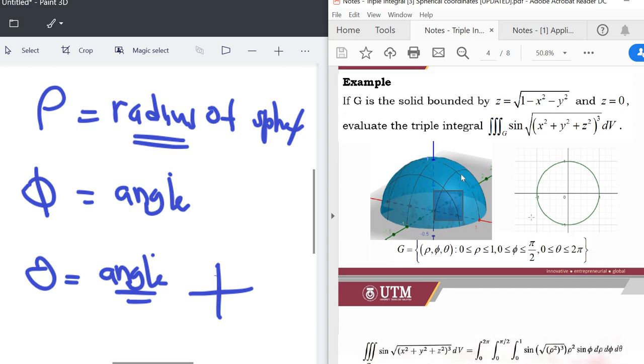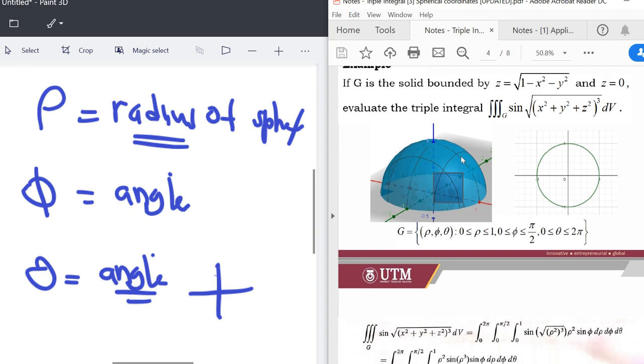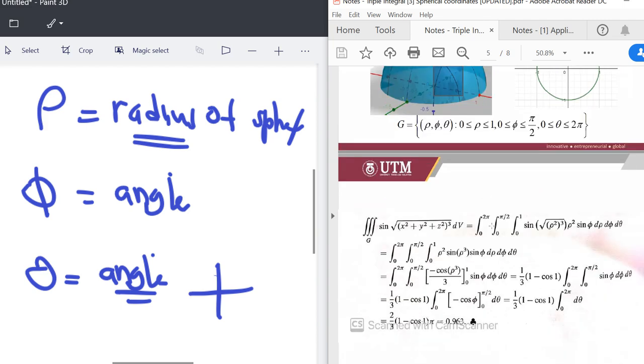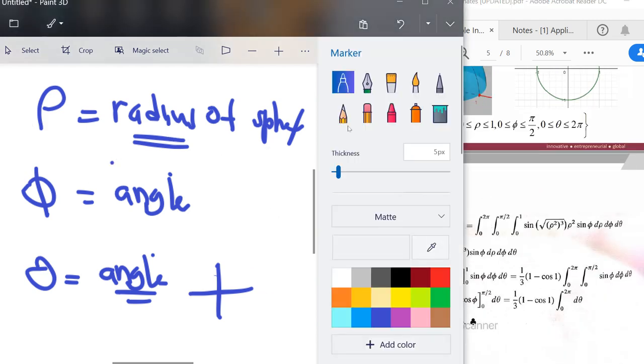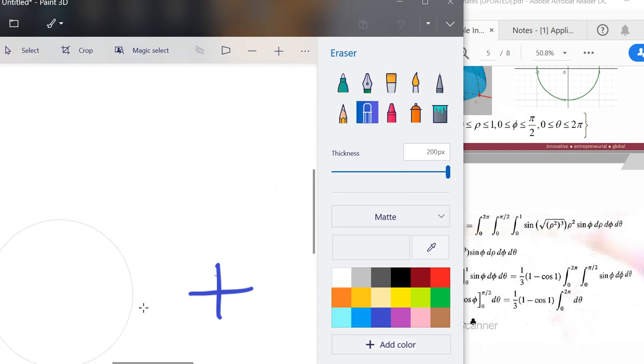The basic idea to solve the question using spherical coordinates is you have to sketch first. Sketch first and decide the bounded region that will be considered for that question. Later you will get the range for each variable that you need.